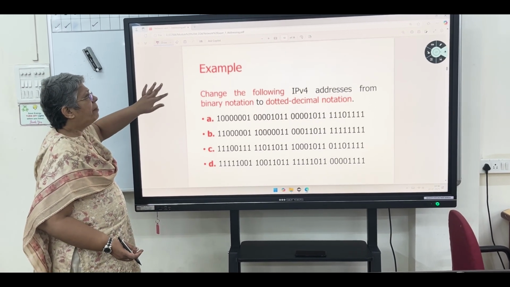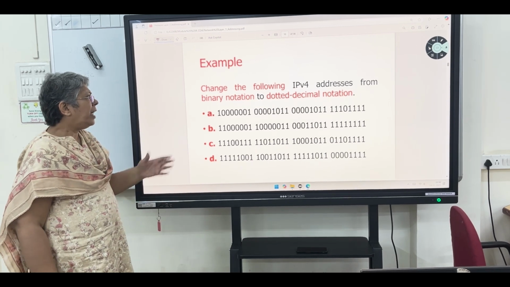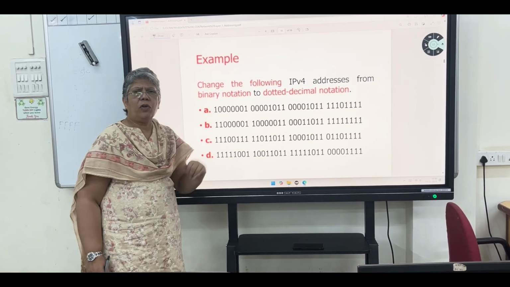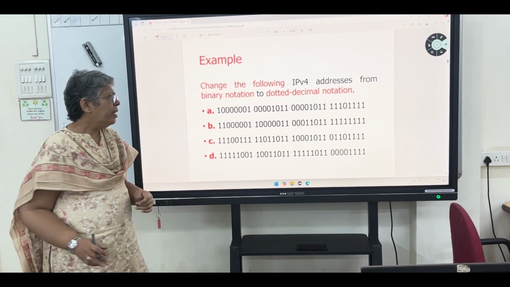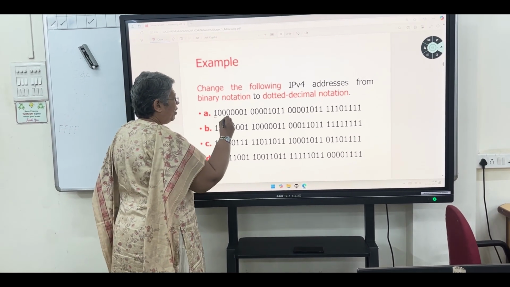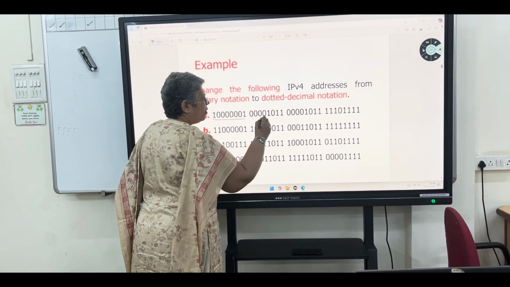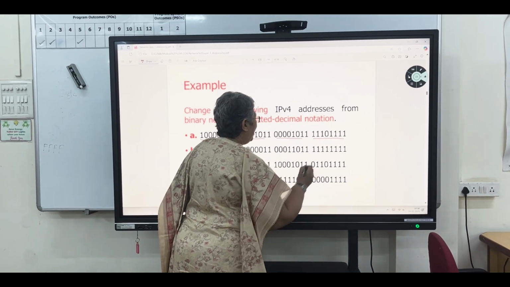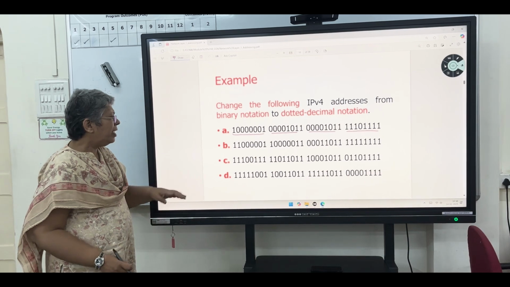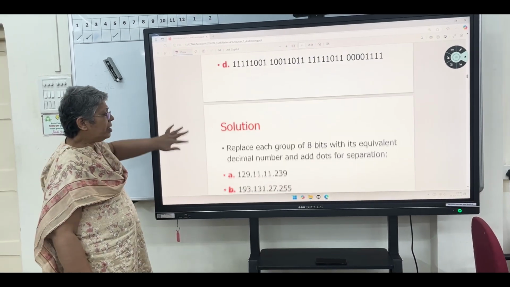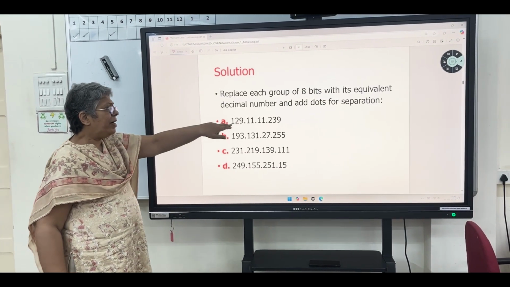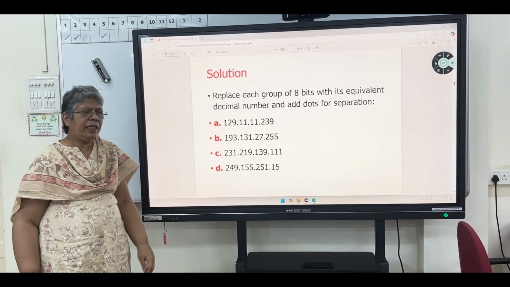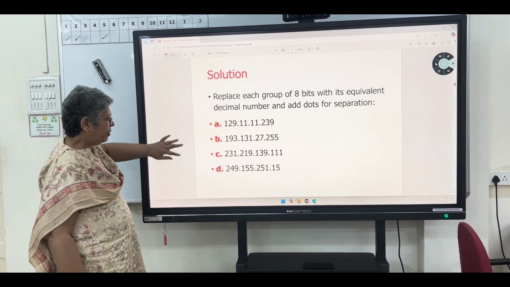Now let us see the example. Can we change the given IP address from binary notation to dotted decimal notation? It's very easy. Each byte, we are going to convert into its decimal equivalent. Right, so each byte we convert into decimal. What is the solution? The solution is 129.11. So this is a very easy way of remembering and writing the IP address in the dotted decimal form.